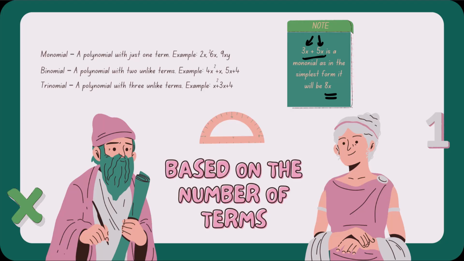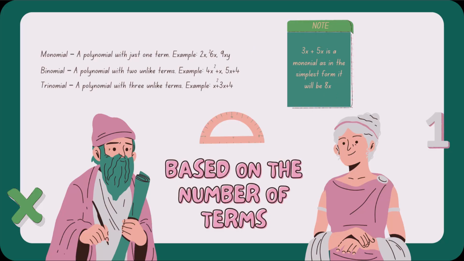A binomial is a polynomial with 2 unlike terms. For example, 4x squared plus x, 5x plus 4, right? So we understood what is a monomial. We understood what is a binomial. What is a trinomial? A polynomial with 3 unlike terms. So again, 3 unlike terms should be there. So x squared plus 3x plus 4. How many terms are there? 3 terms are there. So this is based on the number of terms.